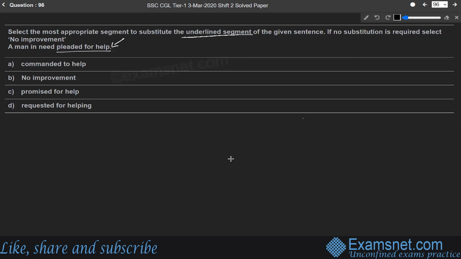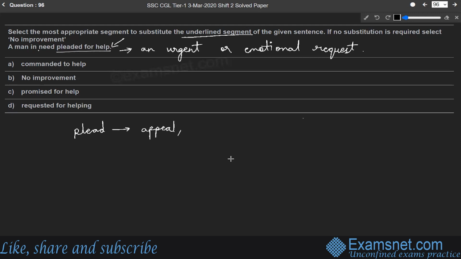What do you understand by the underlined segment here? What is the meaning of pleaded for help? It means an urgent or emotional request. So a man in need pleaded for help. This sentence seems absolutely correct because it refers to a man who is in need, and if he is in need, then he will obviously ask for help. So pleaded for help means an urgent or emotional request. The word pleaded here comes from pled. The meaning of the word pled is appeal or beg or pray. So if a man is in need, he will obviously appeal for help, right? So this sentence is absolutely correct and thus it needs no improvement.